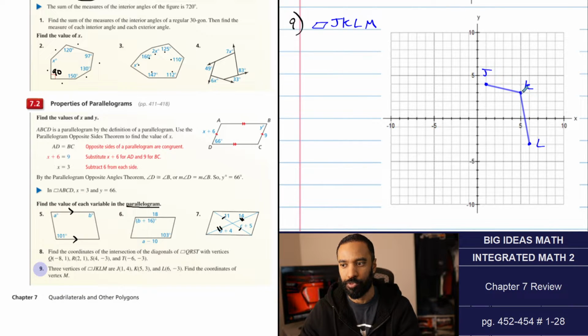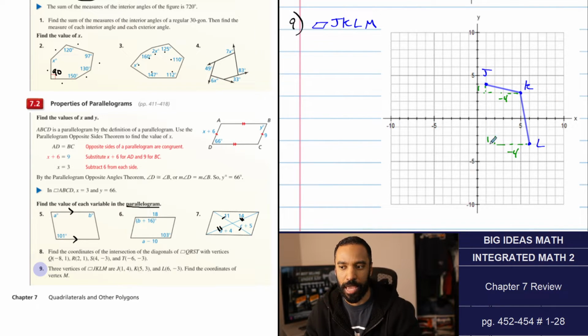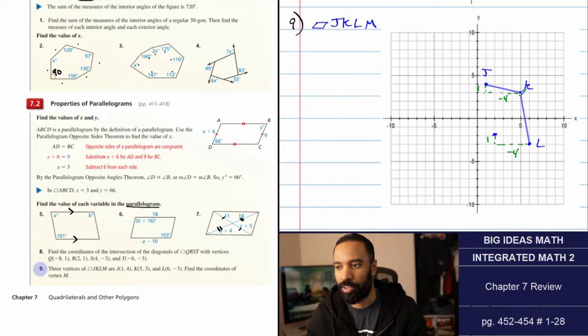Let's work off slopes from, say, K to J. We go left 4 and up 1. From L to M needs to be the exact same, because parallelograms need not only parallel lines but opposite sides congruent, so the same over and up amounts. So that's one way we could go about it. We also could have gone down from K to L, down 6, right 1, and then from J to M, down 6, right 1. M should be right there. M is at the point (2, -2).